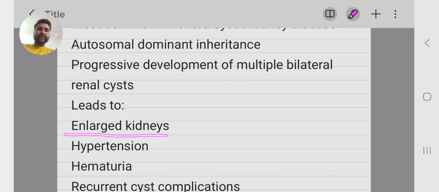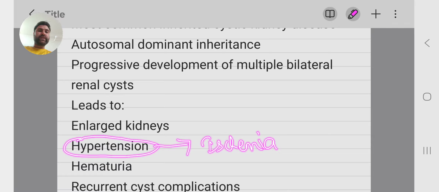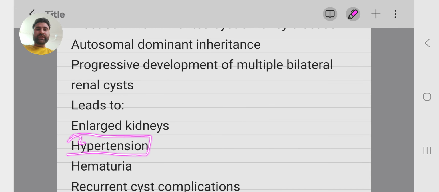So the kidneys on examination are enlarged and these can be palpable. The patient develops hypertension. Hypertension is due to ischemia that is induced by the cysts and it leads to RAAS, renin-angiotensin-aldosterone system activation. It leads to hypertension in case of polycystic kidney disease and therefore ACE inhibitors or ARBs are useful in this type of hypertension.